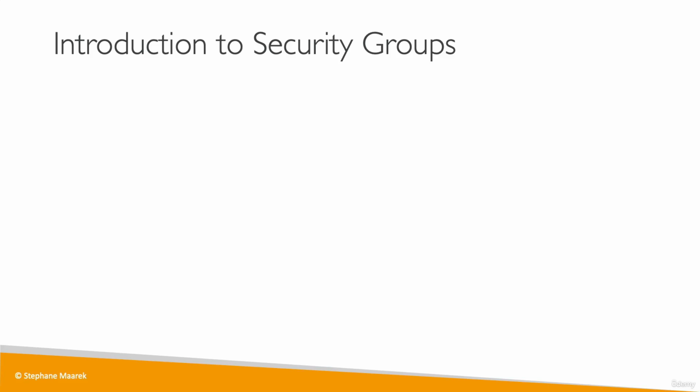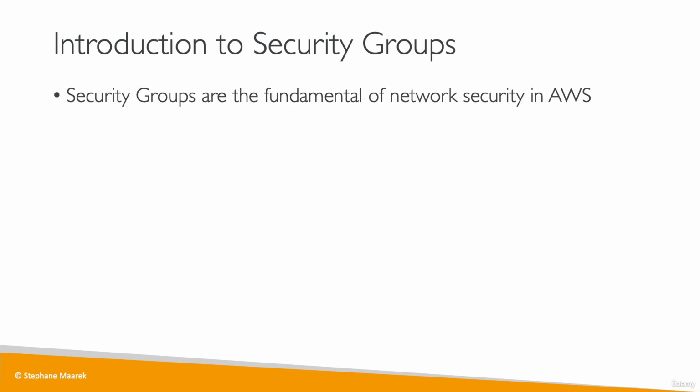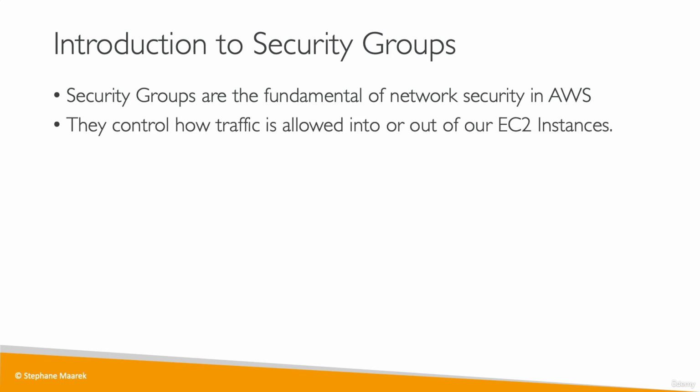Let's talk about these firewalls around our EC2 instances. So we briefly configured one in the previous lecture, but security groups, yet again, are going to be fundamental into doing network security in the AWS cloud. They will control how the traffic is allowed into and out of your EC2 instances.